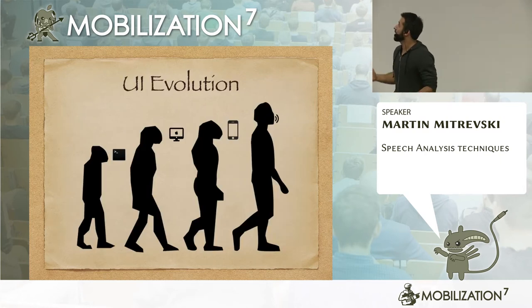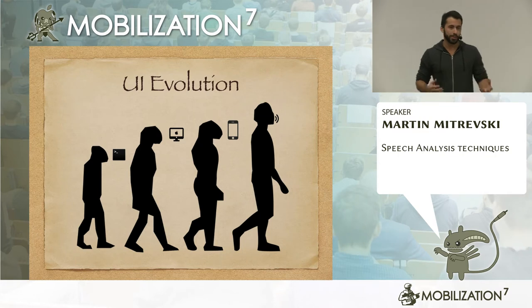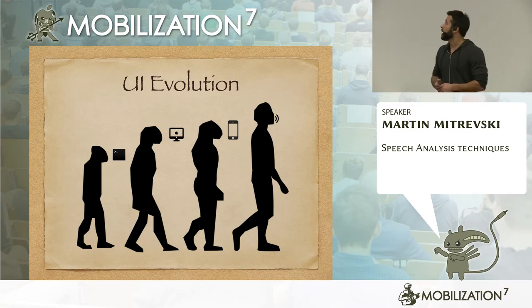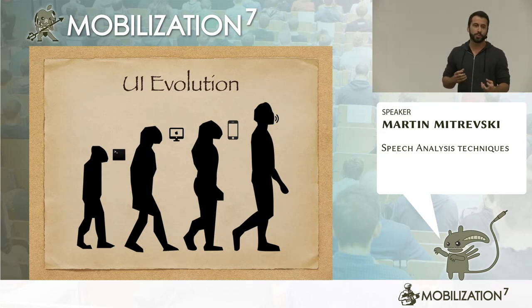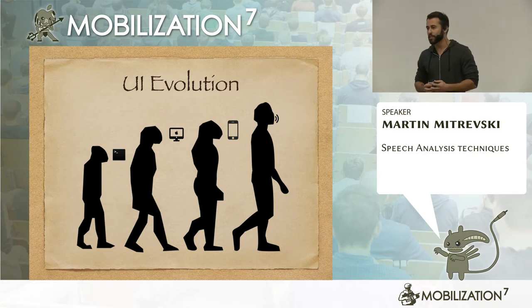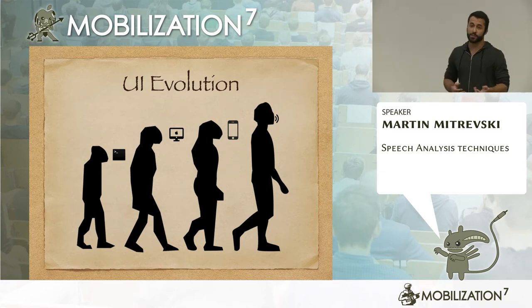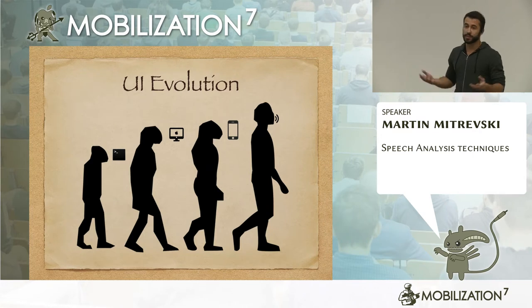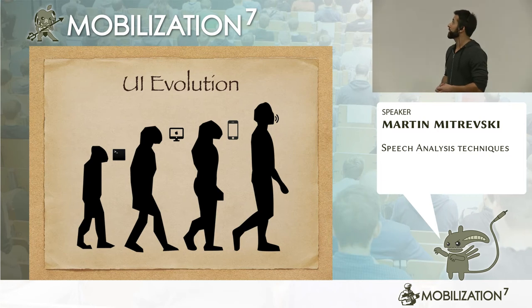So first, I want to talk about the evolution of the user interfaces. We know that people and computers speak different languages. We are communicating with words and sentences, while the computers are more into ones and zeros. So in order to bridge this gap in the communication, we have the graphical user interfaces. The first one that was introduced was the command line interface or the terminal. Some of us are still using it for some programming tasks.